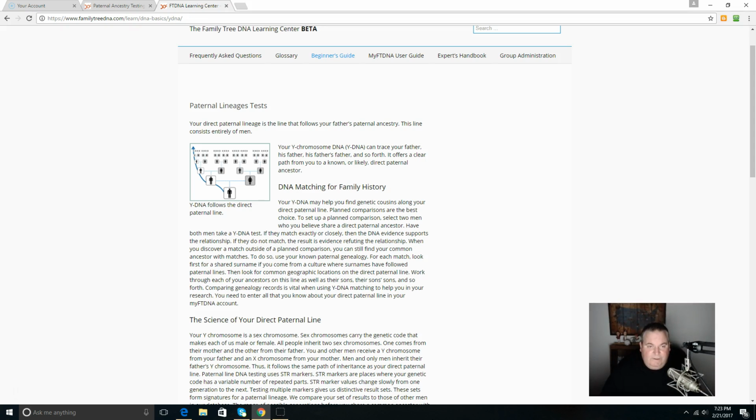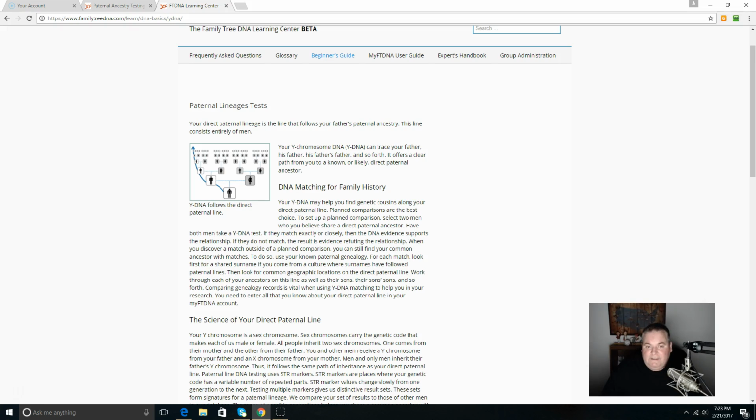Getting a little deeper into this in another part of the Learning Center beta here, paternal lineage tests, and that's what the Y-DNA test is. Of course, it follows the line of your father's paternal ancestry. The line consists entirely of men. It can trace your father, his father's father, and so forth. It offers a clear path from you to a known or likely direct paternal ancestor.